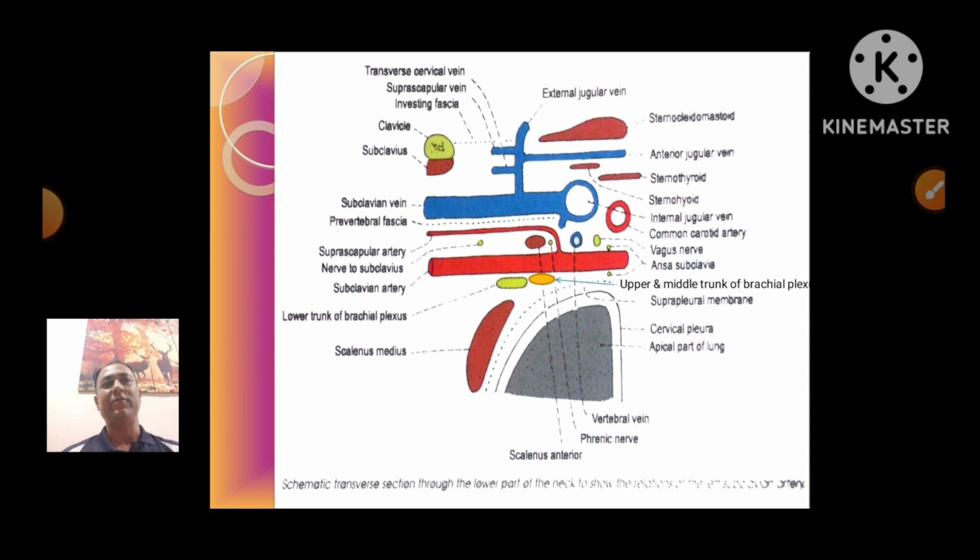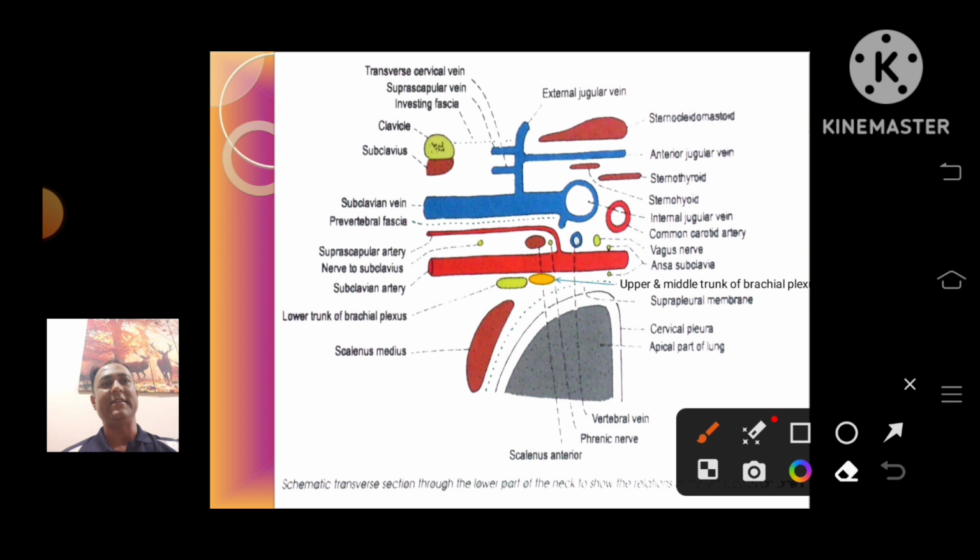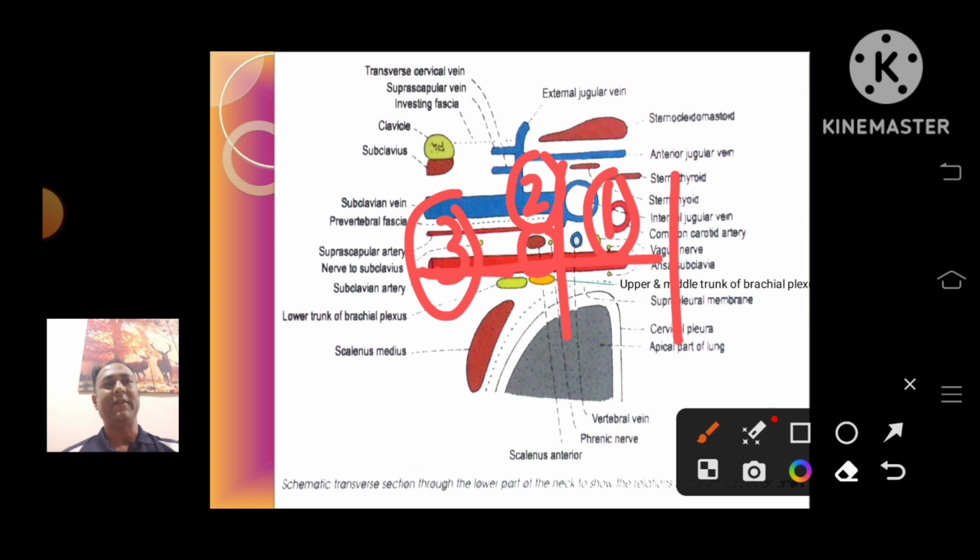All the relations you have to write from this picture only. Okay, so here you can see this is the subclavian artery, and this is the scalenus anterior muscle. The part medial to it is the first part, the part behind it is the second part, and the part lateral to it is the third part. Okay, the structures situated anteriorly, and these are the structures situated posteriorly. So we will describe the same structures from the picture.